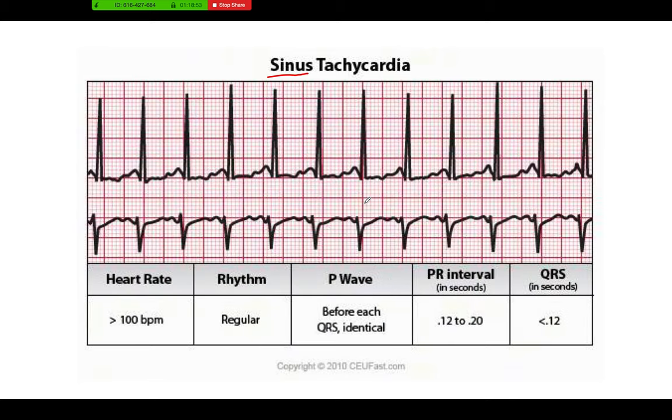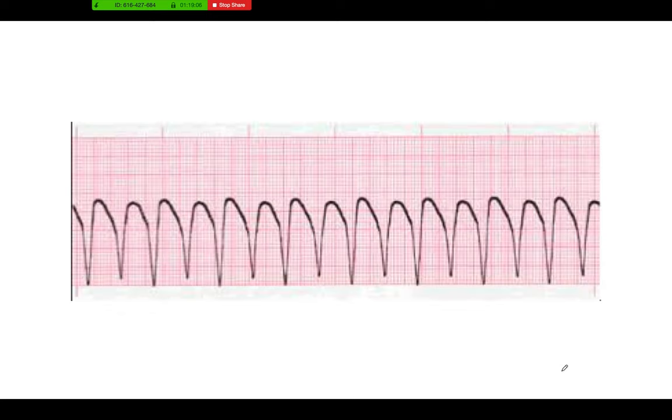Okay, so great. Heart rate greater than 100, rhythm is regular, P wave before each QRS, and they should be the same. PR interval 0.12 to 0.20, and our QRS should be a normal length. Okay, what do we think about this bad boy?